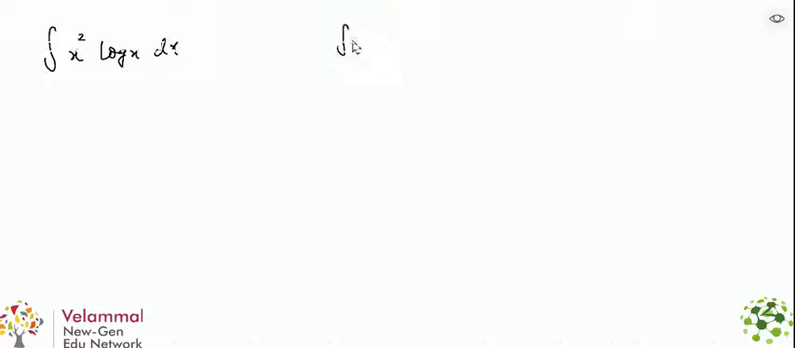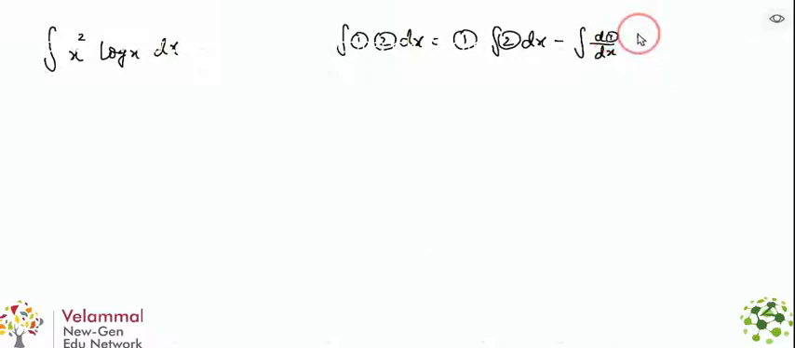So, your formula goes first function into second function into dx is first function into integration of second function minus integral differentiation of first function into integration of second function. That is how your formula goes. So, suppose if I choose log x as the second function, I will not be able to integrate it. I can integrate it, but straight I do not know the answer. So, what I do is, I choose log x as the first function and x square as the second function. Let us see what happens.